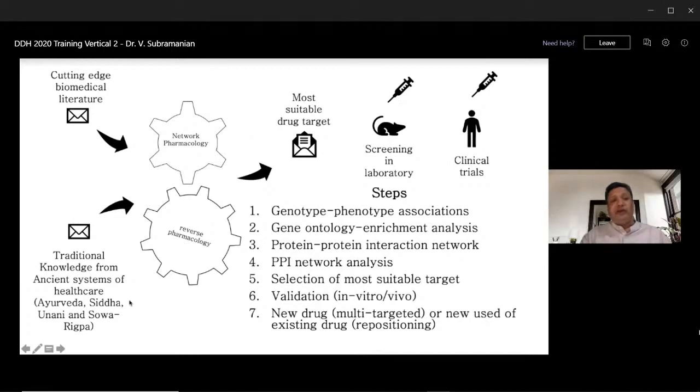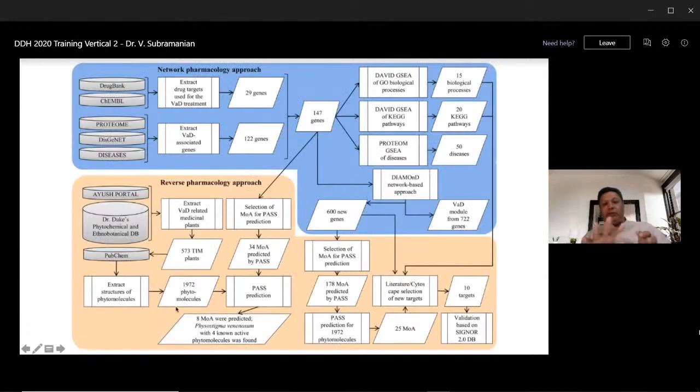In this approach, we are using two things. The systems biology and network pharmacology approach is one, and we are adding to it the traditional knowledge from ancient systems of healthcare, which will be another form of reverse pharmacology. So you see, the upper part is about the systems biology and network pharmacology approach, and the lower part, in beige color, is for the reverse pharmacology approach.